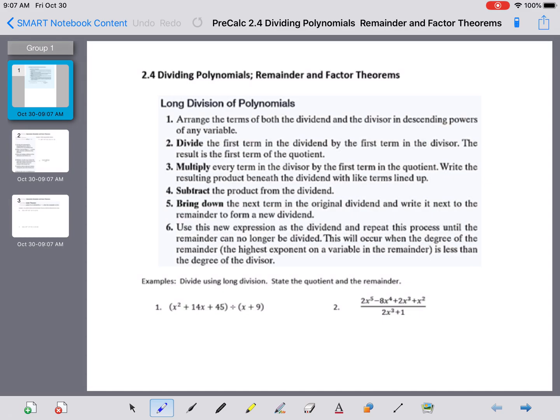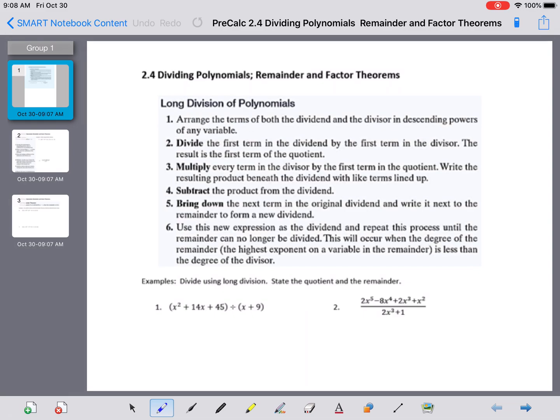So I think some of this is review for you. I'm hoping some of it's review, but it may be some brand new stuff as well here. So we're talking about dividing polynomials, long division, synthetic division, using a remainder and factor theorems, okay? So long division of polynomials.